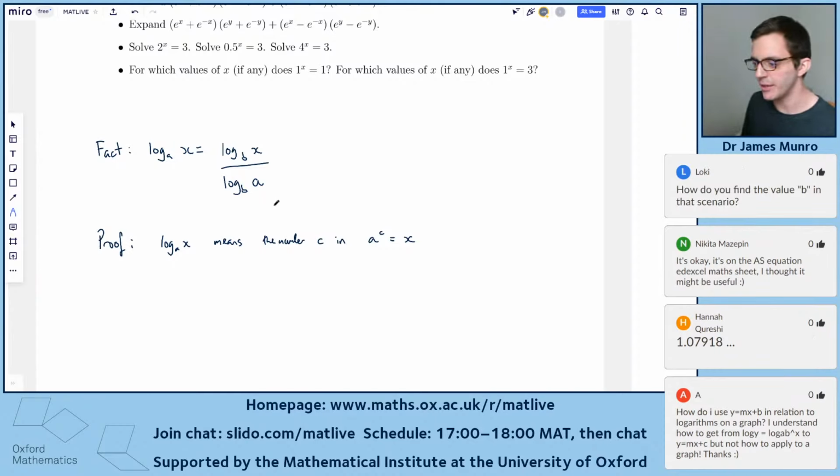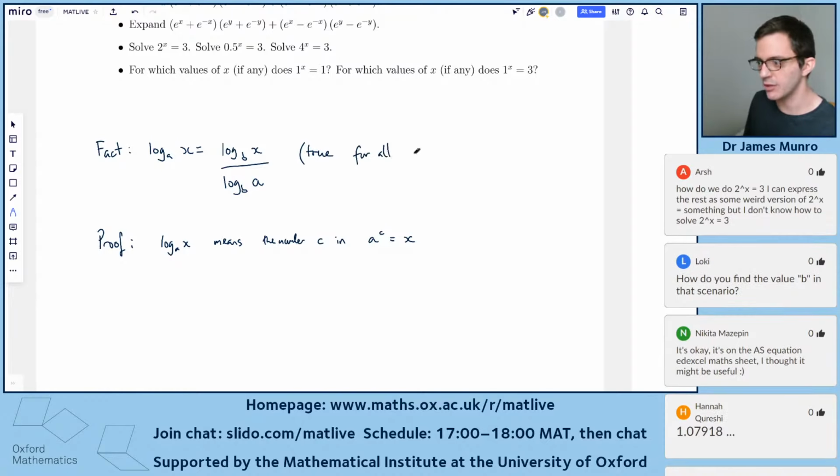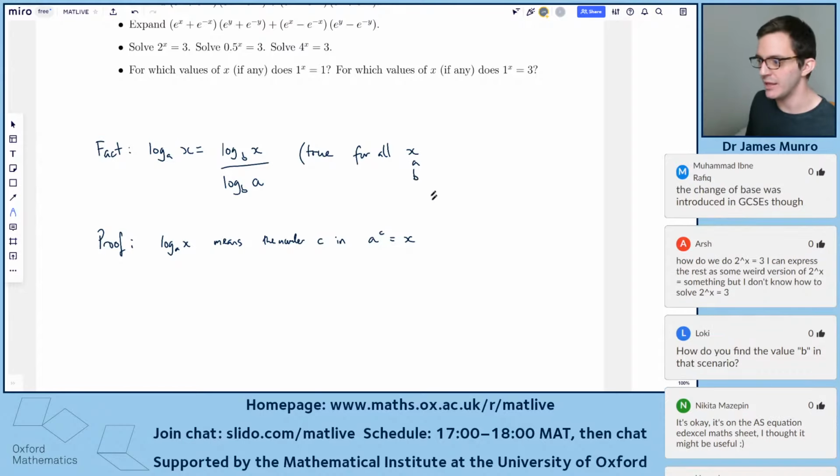Let's mess around with that a little bit and think about trying to get it in terms of a base b kind of logarithm. So this fact is true for all, I suppose, x, a, and b, maybe with some restrictions. I probably want x to be positive. I probably want a and b to be positive. I probably want a to not be 1 and b to not be 1, so that these logarithms all make sense. Do I want them to not be equal to each other? No, I think that's fine, because log base a of a is 1, so then the fact is fine and also true.